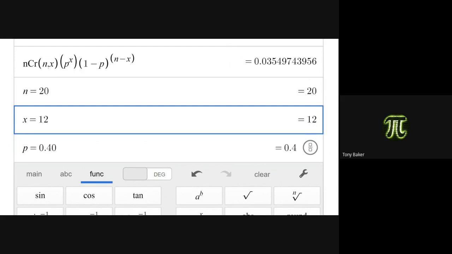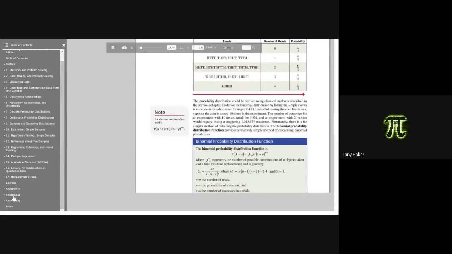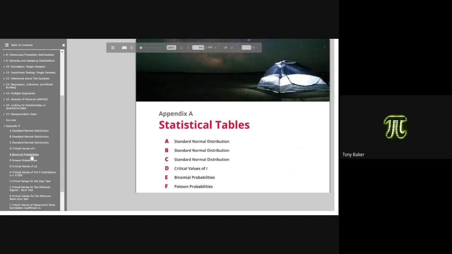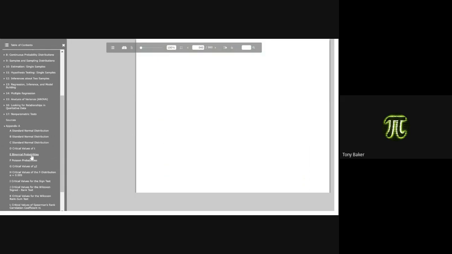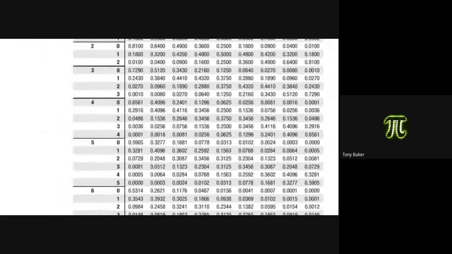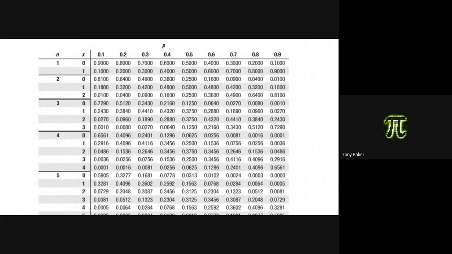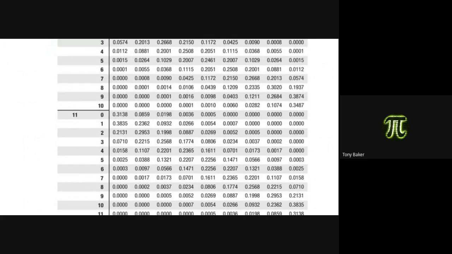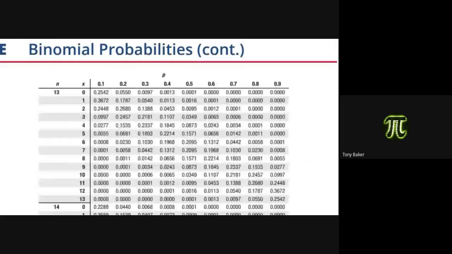If you have the book, or if you look at the ebook, go down to Appendix A and E, which is your binomial probabilities. It has the binomial probabilities already done for the whole numbers, so 1 to like 10%, 20%, all the way up to 90% for each of the things. So you could have gone down to, in this case, this was 20 people. You could have scrolled down. It goes up to 20, actually.